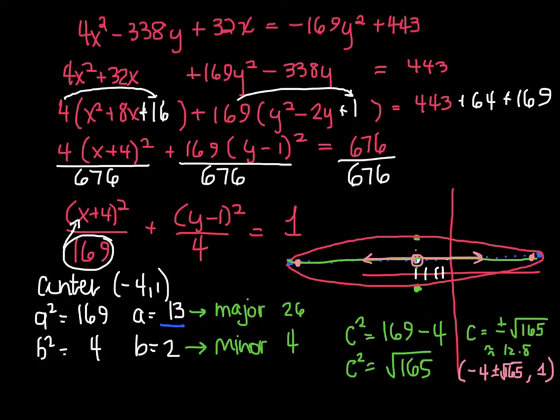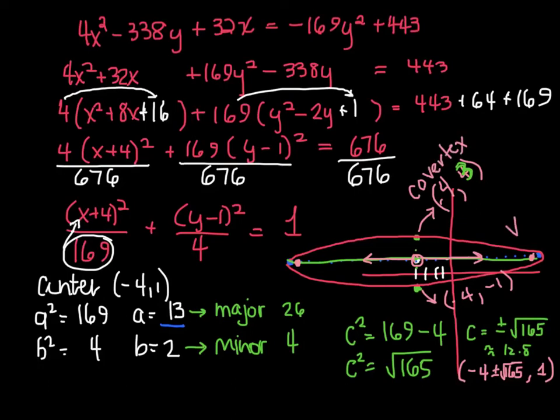I just noticed we never got coordinates for the vertices or the co-vertices. So this co-vertex would be negative 4, 3. I'm going up 2 from the vertex. Sorry, that would be 3. And this co-vertex would be negative 4 going down 2 from the vertex, negative 1. So these are the vertices.